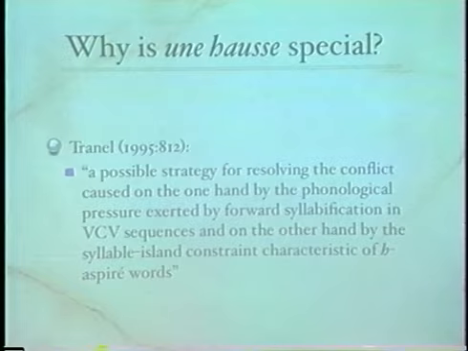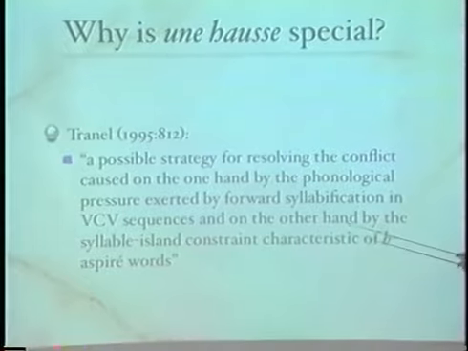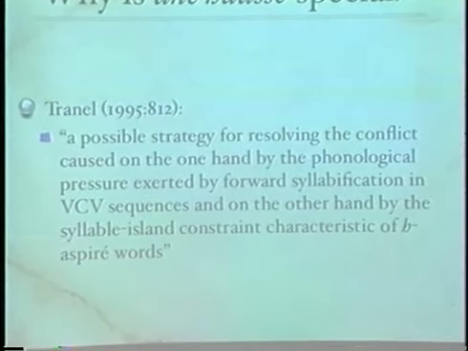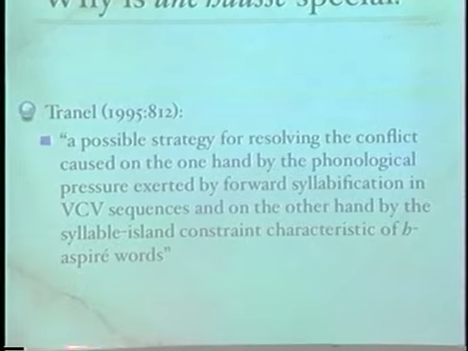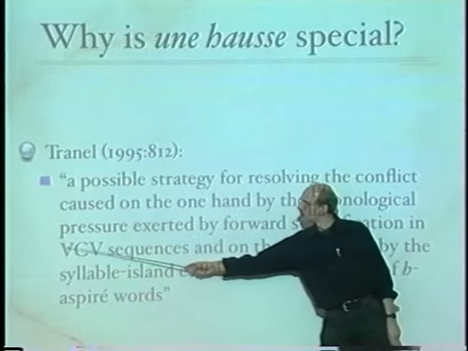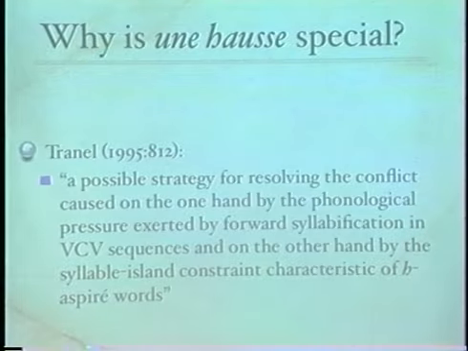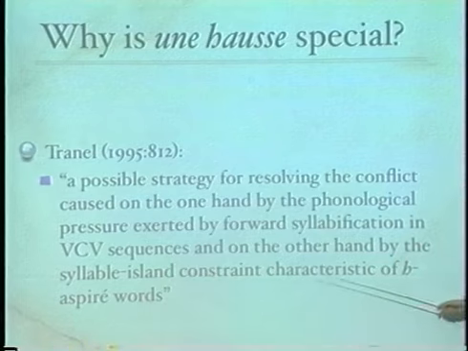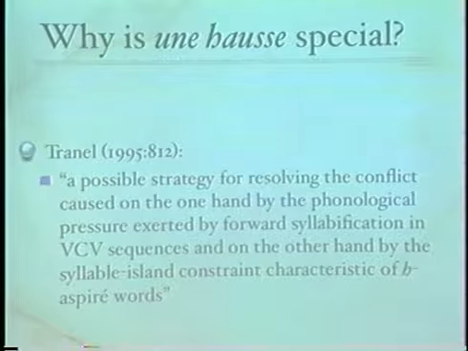Well, Tronel says about this, the surfacing of schwa in une hausse is a possible strategy for resolving the conflict caused on the one hand by the phonological pressure exerted by forward syllabification of VCV sequences, and on the other hand by the syllable island constraint characteristic of H aspiré words. What does this mean? It means that if you have U, N, O, you pronounce it as une hausse. So the forward syllabification, that's the enchainment case. So une hausse is out, right? The hausse has to be a syllable island. Okay, but that would still predict une hausse, not une hausse.